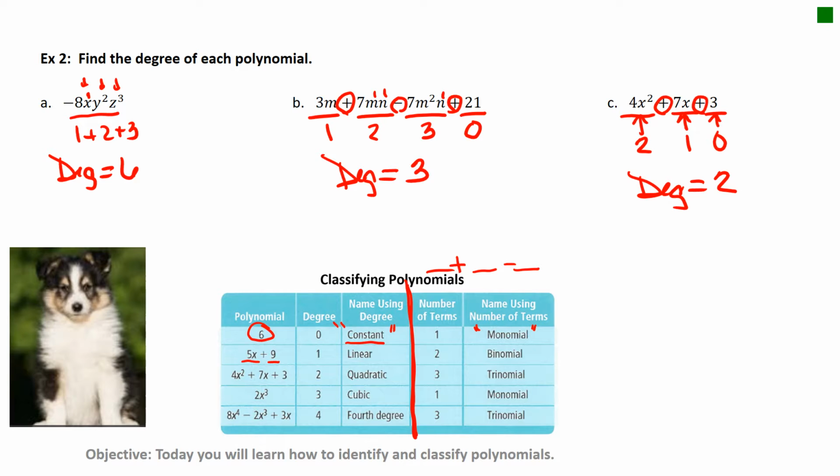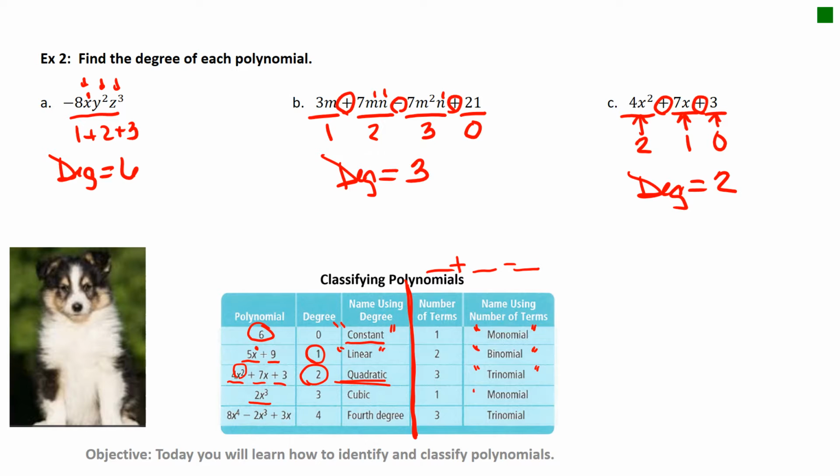This one has 2 terms. That's why we call it a binomial, but the degree is 1. So if the degree is 1, it's called linear. You know that because it makes a straight line. We studied those last semester. This one has 1 stop, 2 stop, 3, so it's a trinomial. The degree, the biggest exponent, is 2. It's called a quadratic. We're going to study those a lot this semester.